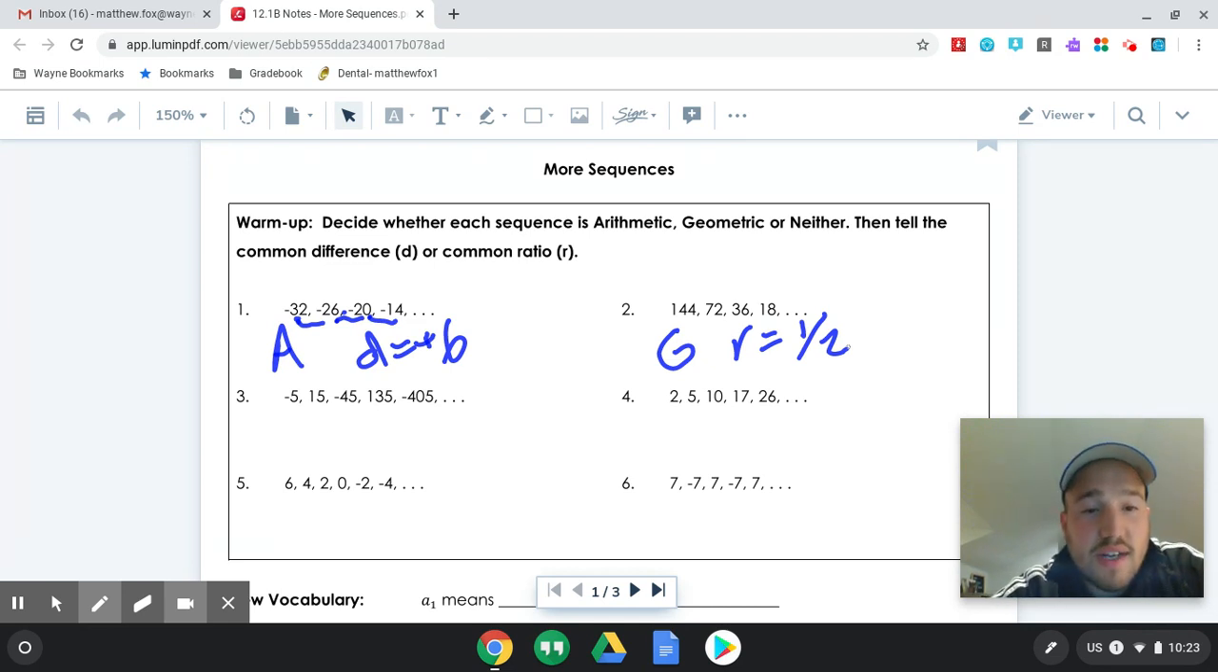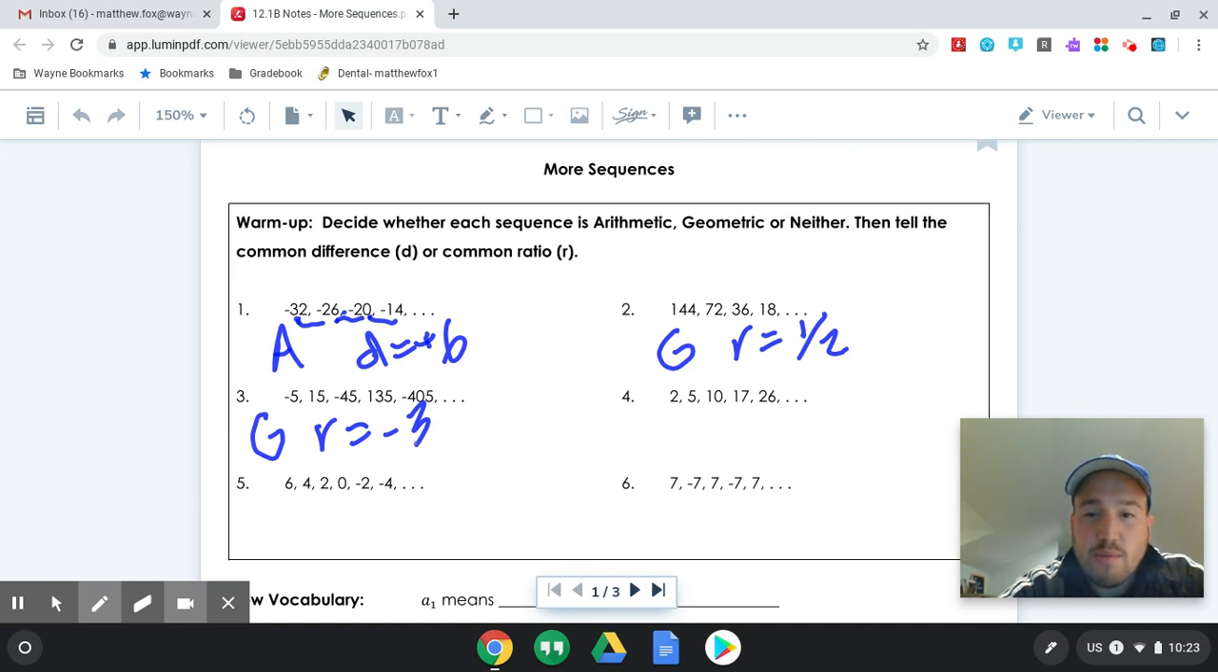Okay. So our next one, -5. Notice this time it's switching back and forth between negative and positive. And each time it's getting bigger, it's multiplied by 3. Okay, so once again, geometric. And our common ratio, not just 3, but -3. Anytime the sign's switching back and forth, if it's geometric, the ratio has to be a negative number.